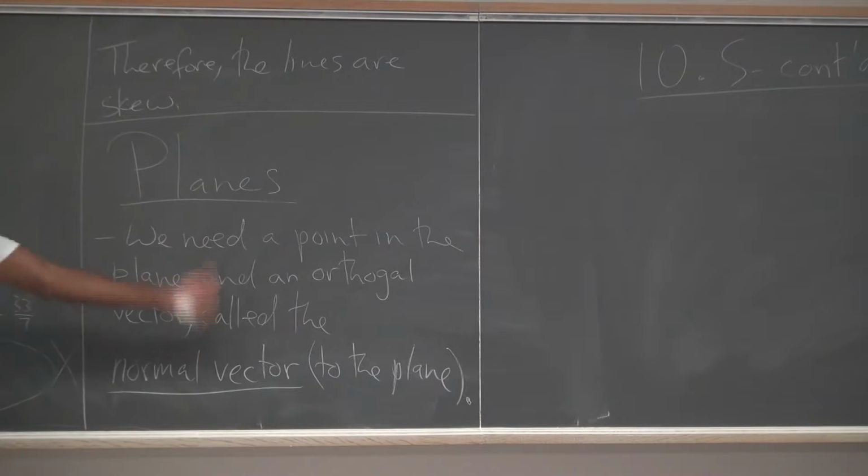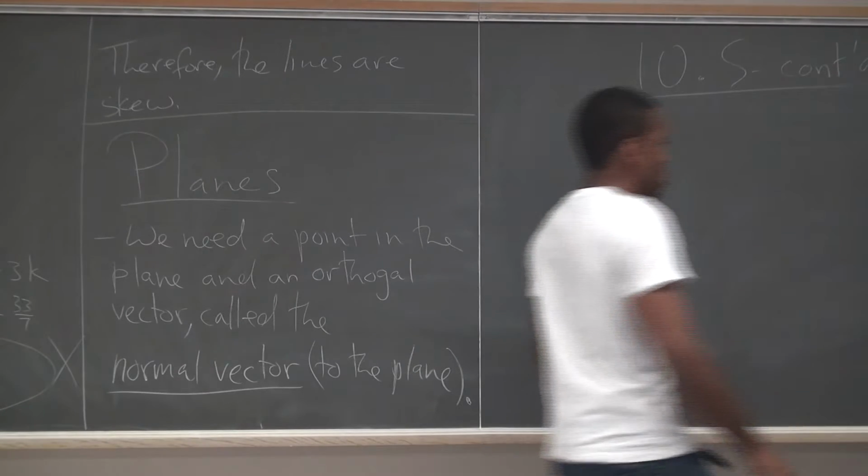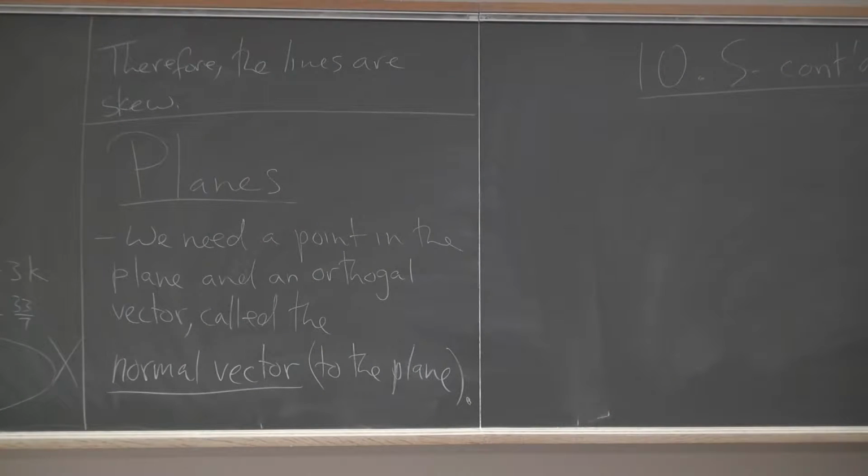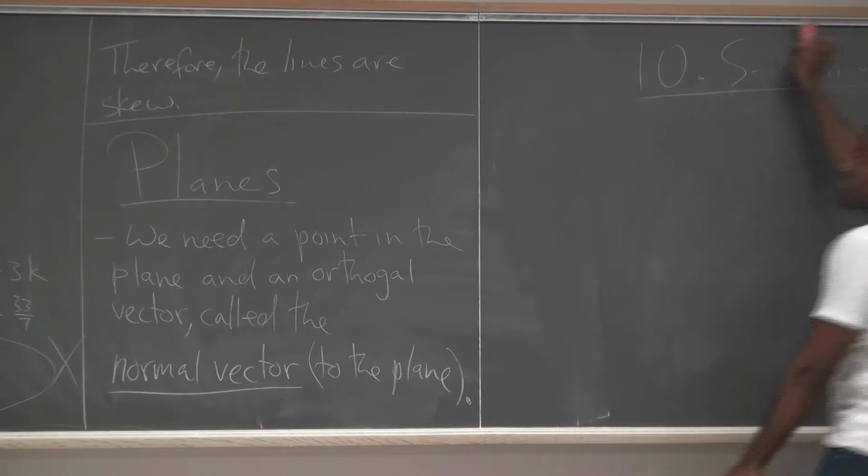So if you're looking for the equation of a line, you need a point and a direction parallel to the line. You're looking for a plane, you need a point and a direction orthogonal to the plane. Now, assuming we can find these, how do we write down the equation? By the way, how do we know if 2 vectors are orthogonal?